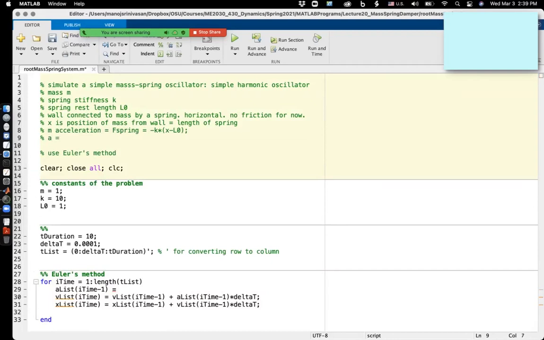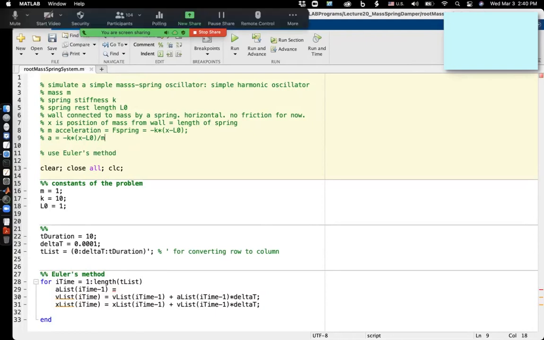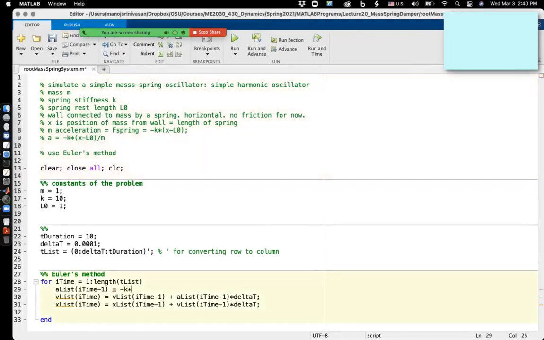Acceleration equals basically minus k times x minus L naught divided by m. That's basically your acceleration here. I'm just rearranging this thing, right? So basically acceleration is going to be minus k. I'm just going to copy this into here. That's the expression. That's the current acceleration, or the acceleration at any point in time, is the spring constant times, well, x minus L naught. Like, what do we need to put here? What x is this?